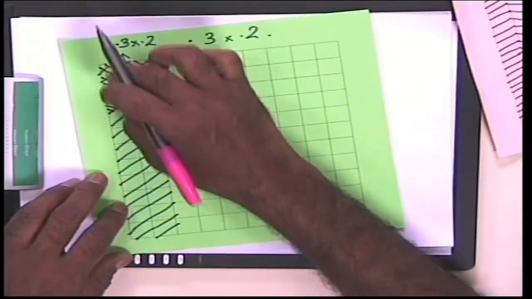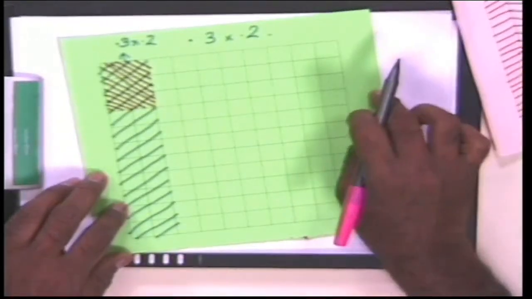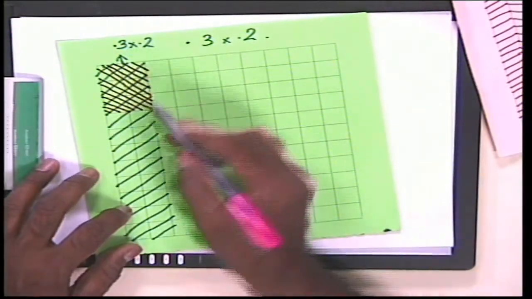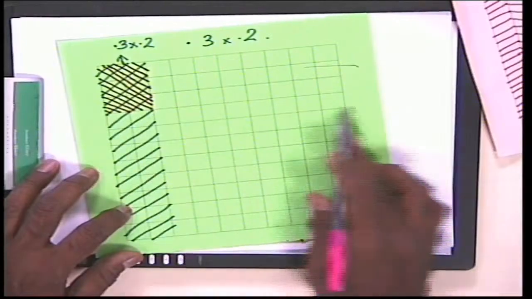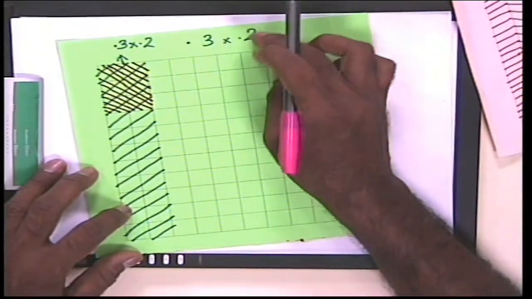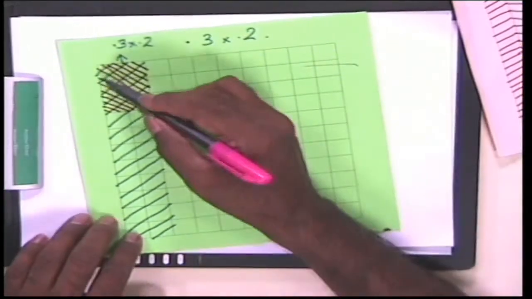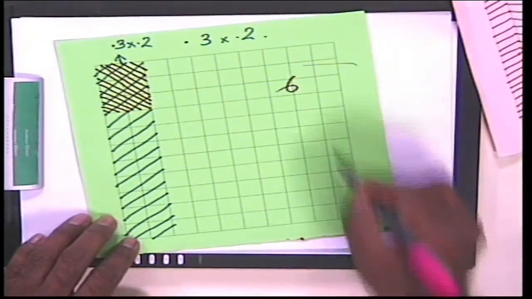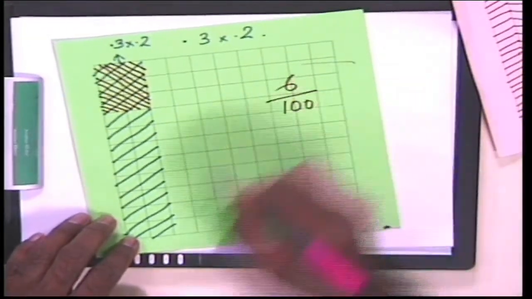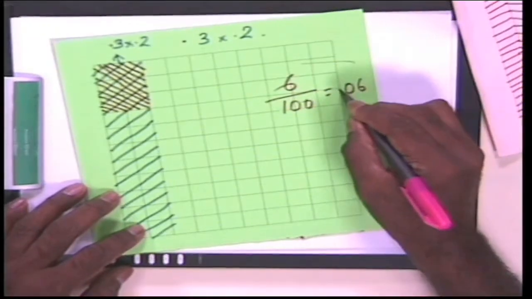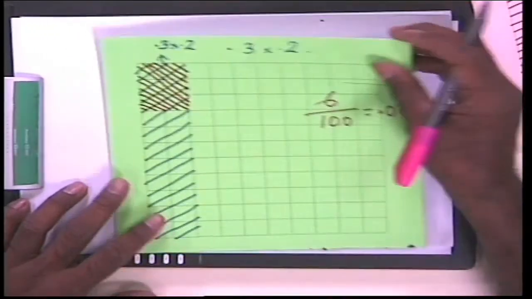If I divide this shaded region again into 10 equal parts, I need 3 parts from it. If you divide these shaded 2 parts again into 10 equal parts, 3 parts in it represent 0.3 into 0.2. Here also you can see the double shaded part is a total of 6 and the total small squares are 100. You will get 6 by 100, which is equal to 0.06.